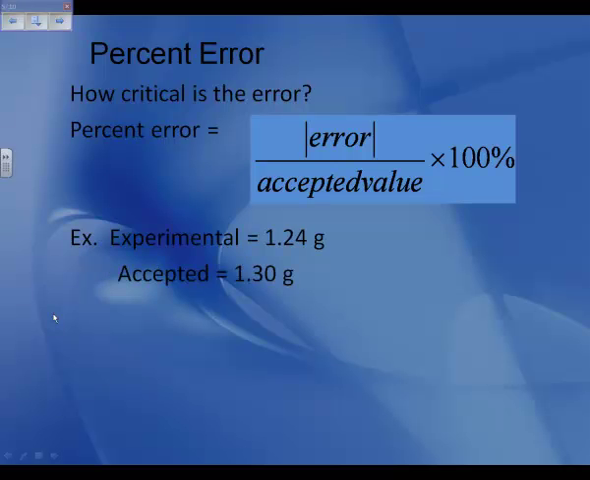We take what you got minus what you should have.